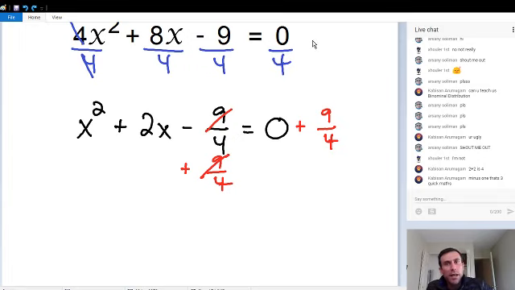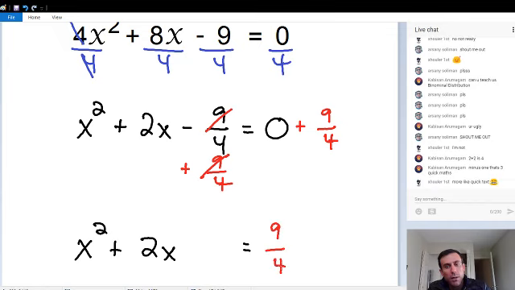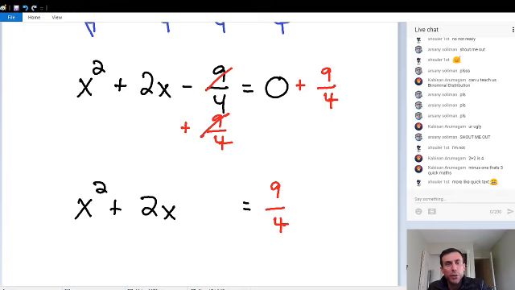So now the left-hand side of the equation stays exactly the same. We have x squared plus 2x. And on the right-hand side of the equation, we have 0 plus 9 over 4, which is just 9 over 4. Okay, so now we have just completed step number 2. Now we need to move on to step number 3.